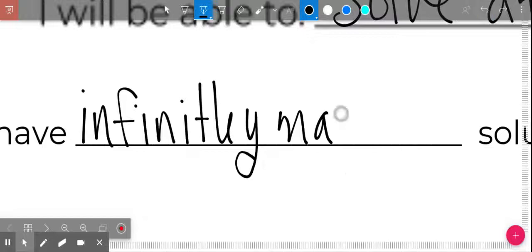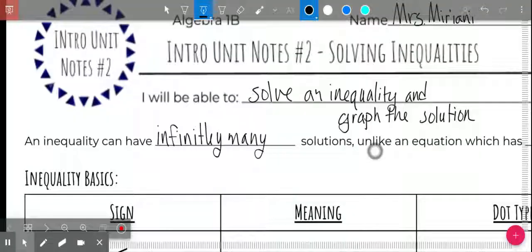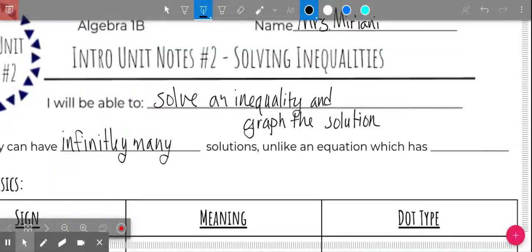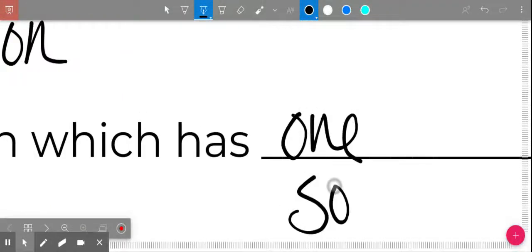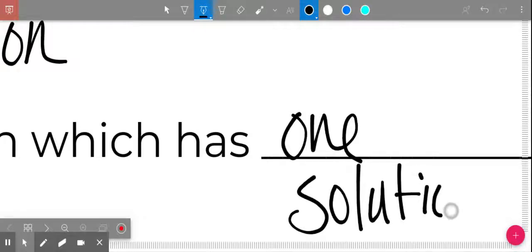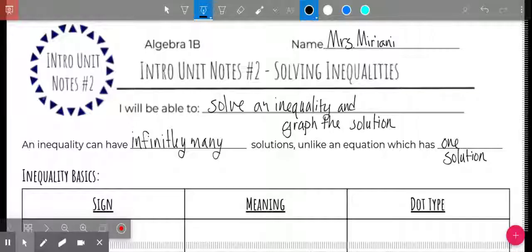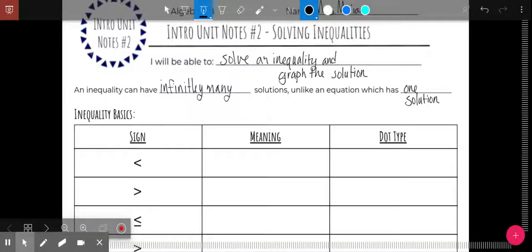That was an awful N. There we go. Unlike an equation, which has one solution. So equations only have one solution. Okay, so with our inequalities, they're going to have infinitely many. So remember, we do have some inequality basics, so we have to remember what our symbols mean.